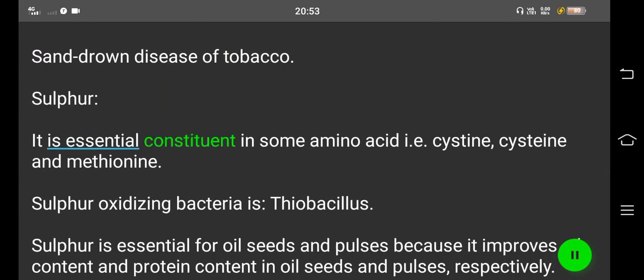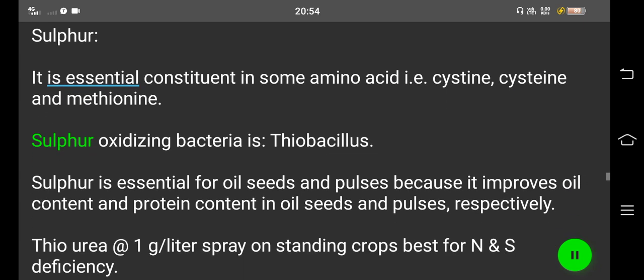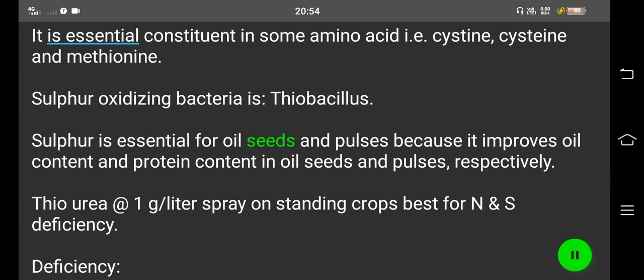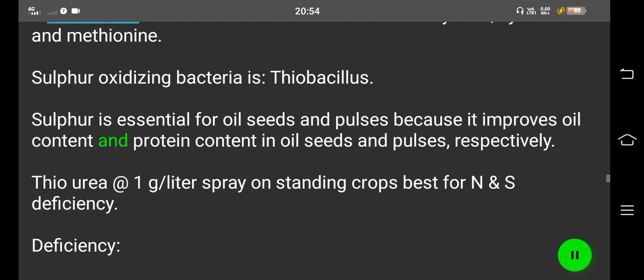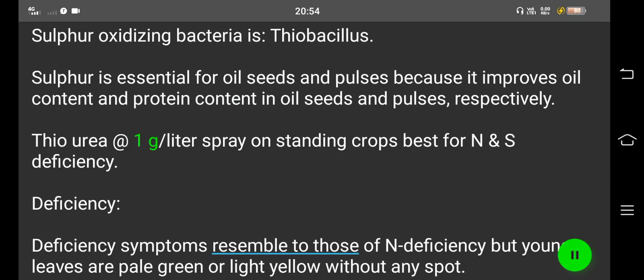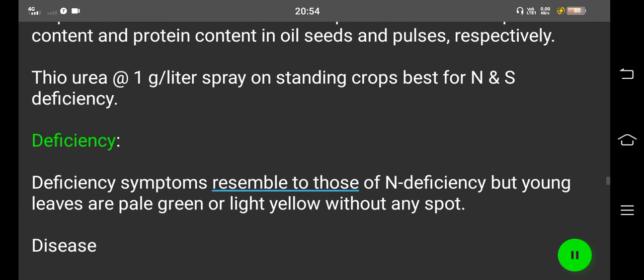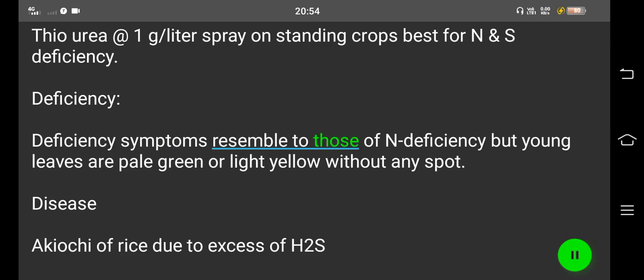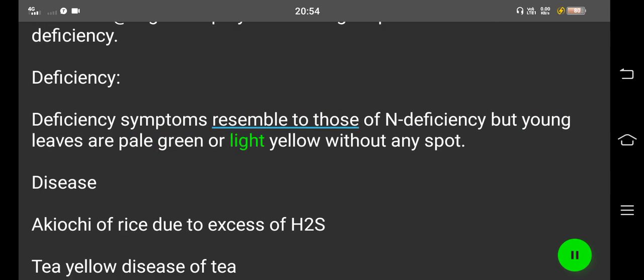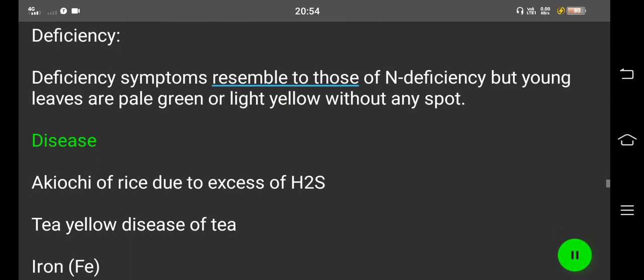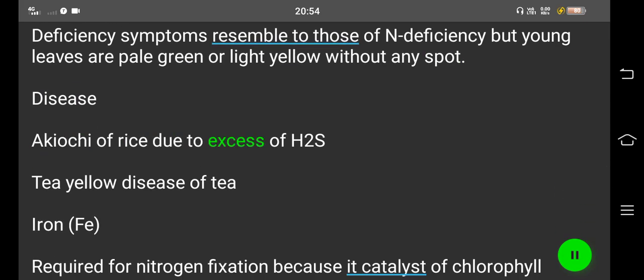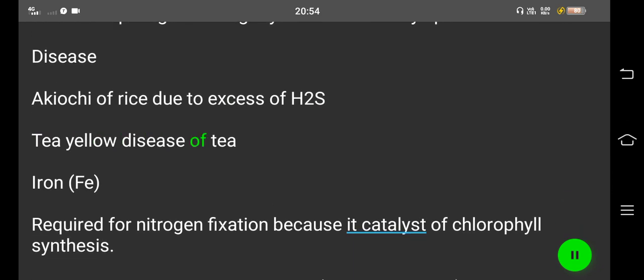Sulfur. It is an essential constituent in some amino acids, i.e. cysteine and methionine. A sulfur oxidizing bacterium is Thiobacillus. Sulfur is essential for oil seeds and pulses because it improves oil content and protein content in oil seeds and pulses respectively. Thiourea at 1 gram per liter sprayed on standing crops is best for N and S deficiency. Deficiency symptoms resemble those of N deficiency, but young leaves are pale green or light yellow without any spot. Disease: Akiochi of rice due to excess of H2S. Tea yellow, a disease of tea.